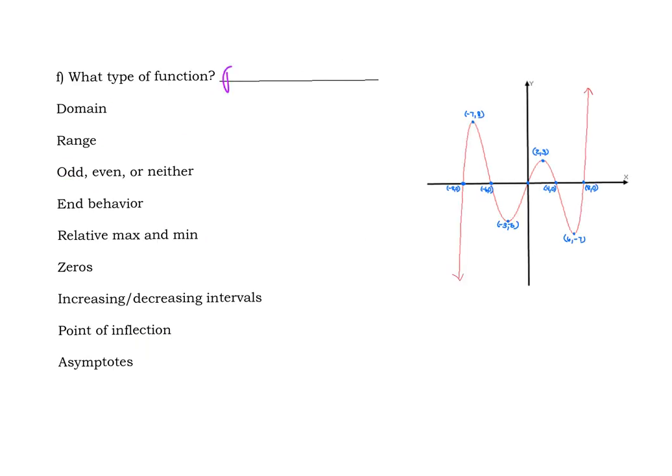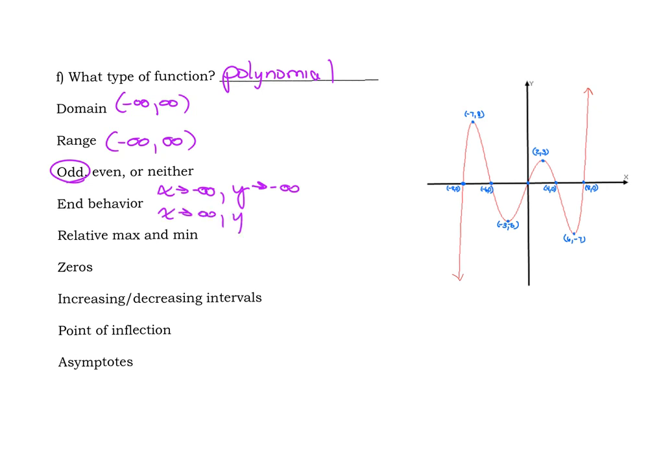Okay, this one is also a polynomial. So domain again is negative infinity to infinity, as well as the range. One side is down, one side is up, so it's odd. The end behavior is as x approaches the left-hand side, which is negative infinity, y is approaching negative infinity. As x approaches infinity, y approaches infinity.